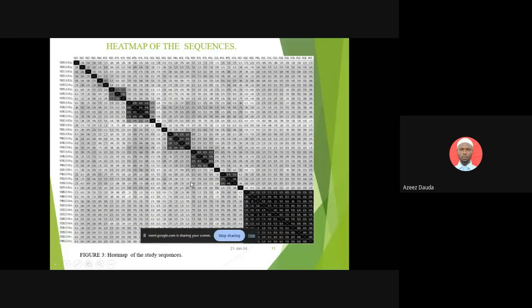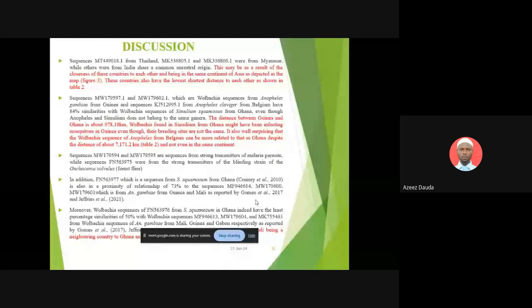And this is the heat map of the sequences, where we have the different similarities of those sequences displayed. Now, discussion. Sequence MT449 from Thailand and sequences 805 and 806 were from Myanmar. Although Thailand and Myanmar, including India, look very much closer, this may be a result of the closeness of these countries to each other.